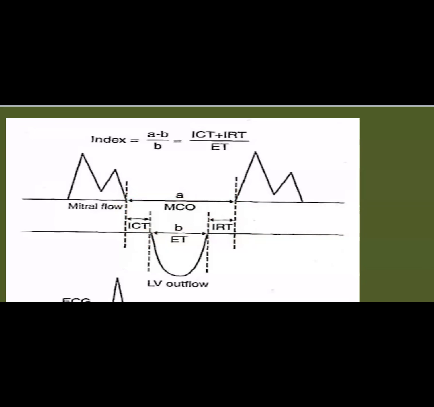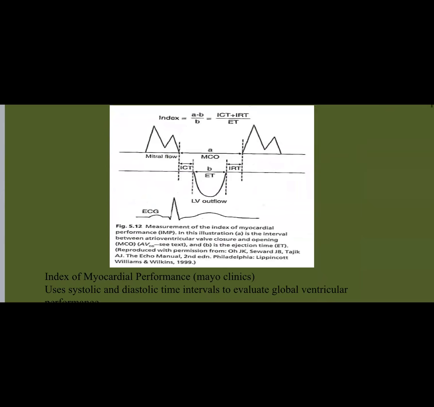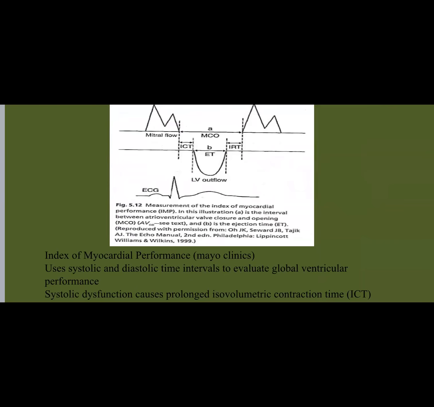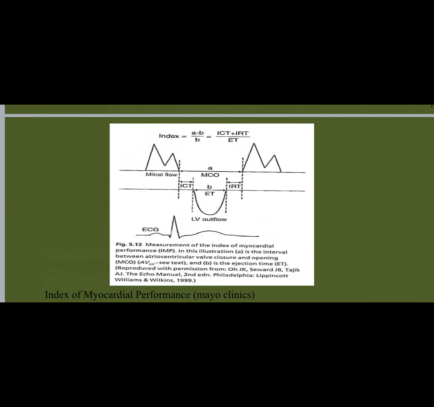Now the TEI index, the normal value for the LV is 0.39 plus or minus 0.05. For the RV, it's 0.28 plus or minus 0.04. Forget about that. Just remember 0.39 and 0.28. Now, the bigger the value, what does that mean? If the value is 0.5, what does that mean? Is it good or bad? The bigger the value, the worse. It is bad.